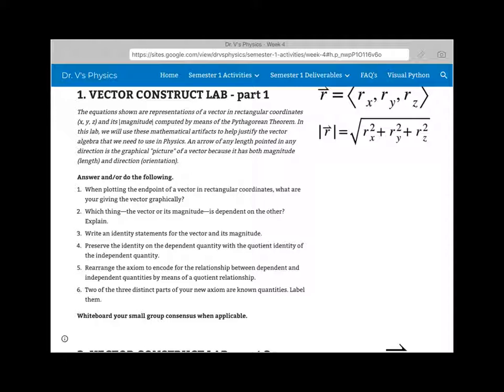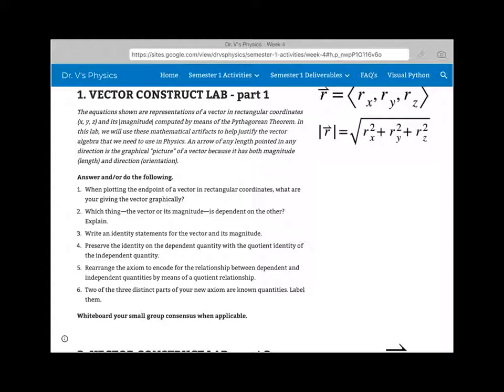So write an identity statement for a vector and its magnitude. Okay. So the vector, I'm going to use big R. It's just easier to write than the little r. I might go back and change that later. But we tend to write them in lowercase for positions, and force and things like that will be uppercase. So that's the identity statement for the vector.